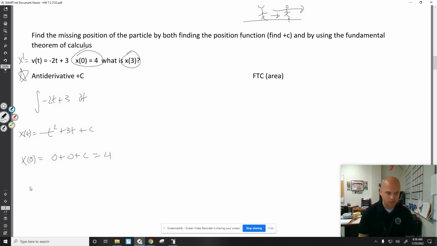And I can find c. All of a sudden, we can find any position we wanted to. Okay? And if I want to find x of 3, plug in 3, I get negative 9 plus 4, which is 4.